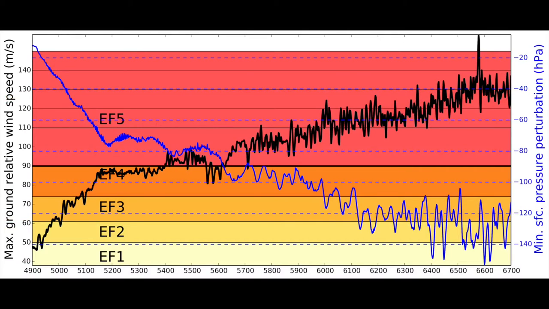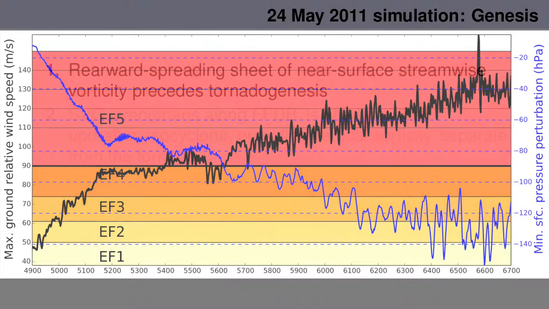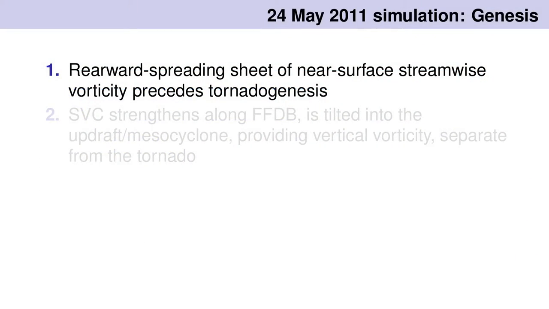This is a trace of the wind speed, ground relative. You can't see the scale exactly right. This is 130 meters per second. There's one spike here that's associated with a couple of vortex events. This is pressure deficit, so we're getting down to 120 millibars, 140 millibar pressure deficit. So it's a very strong tornado.